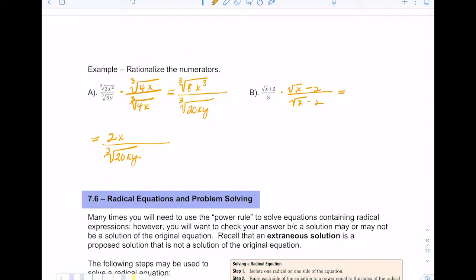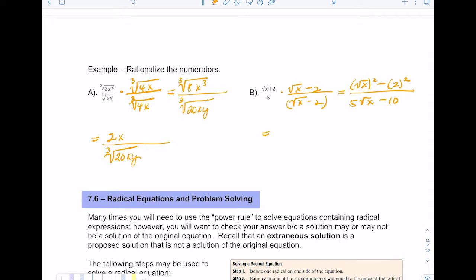All I need to do is the first term squared, minus the second term squared. And then I'm going to have to distribute here. 5 times root x gives me 5 root x. And 5 times negative 2 is negative 10.